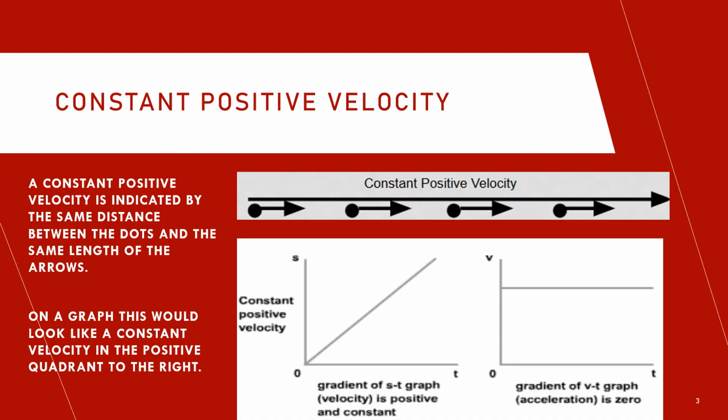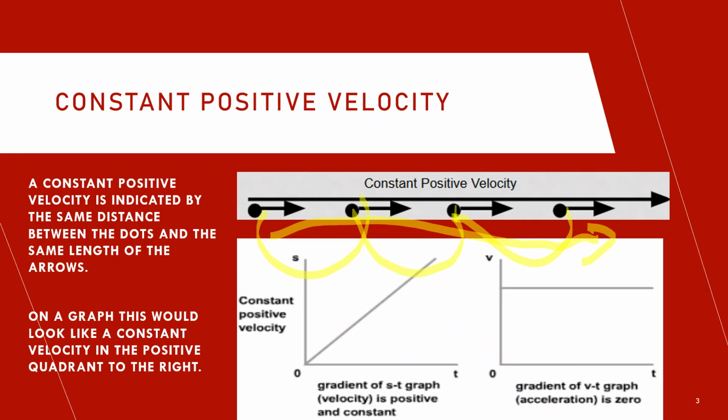So when we talk about constant positive velocity, we are expecting the motion of this object to be positive, and we're also expecting the size or the magnitude of motion to be constant. What does that mean? That means the distance between the dots that we have over here is going to be the same all throughout. So from dot to dot is going to be the same distance, and it is going in a positive direction, which means it's going forward.